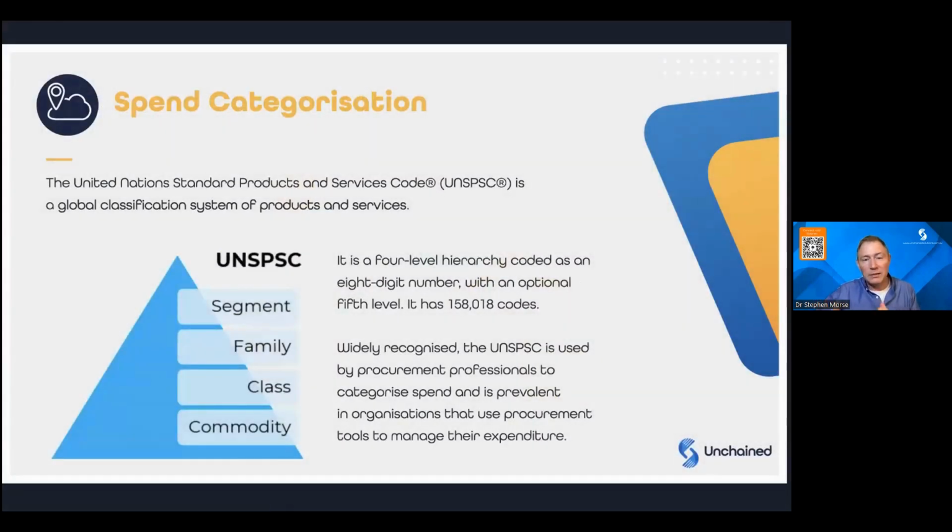Just more briefly then, this is the UNSPSC model, and there's a hierarchy and a codification. There are over 150,000 codes, and this is updated annually to help organizations organize their procurement data.